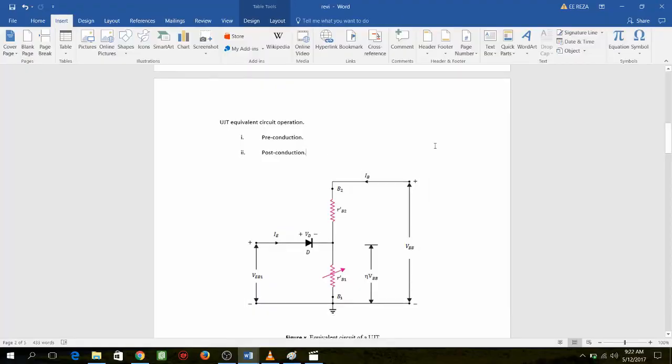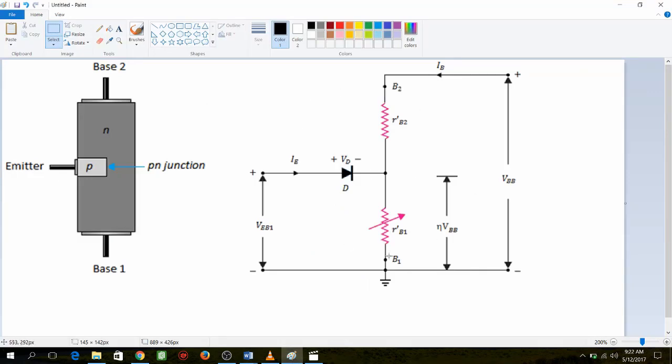Let us talk about UJT circuits operation. Let us have a look at the UJT equivalent circuit. And this is the basic structure of the UJT. Now this is the PN junction. The PN junction is represented by this diode here, because a diode, as you know, is made up of P and N semiconductor material.